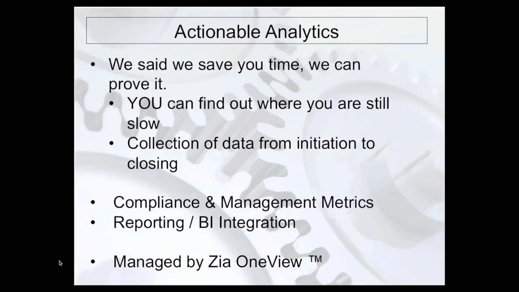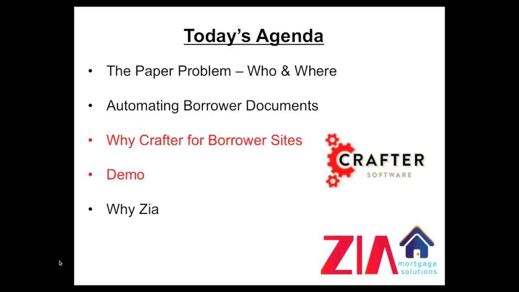And so we can show you where you're still slow and where you've been able to speed up. And that's really from initiation or origination all the way through closing. Great thing about it is it certainly provides the compliance metrics that you need, but also the management metrics. We know that's missing from a lot of the systems that are out there today. And so, again, working with a very large mortgage insurer, we've done some pretty great things here with Zia OneView and integrating with their reporting and BI systems.